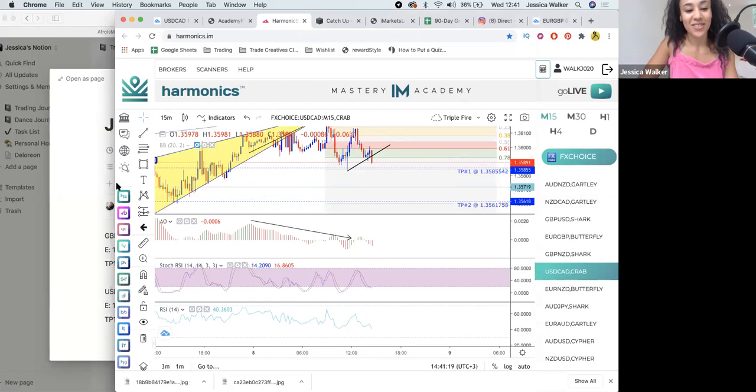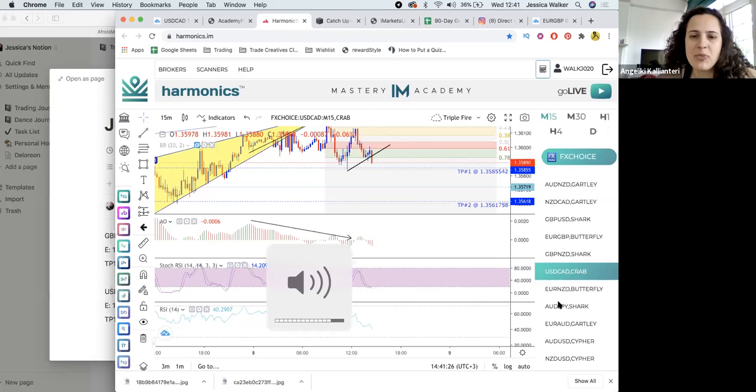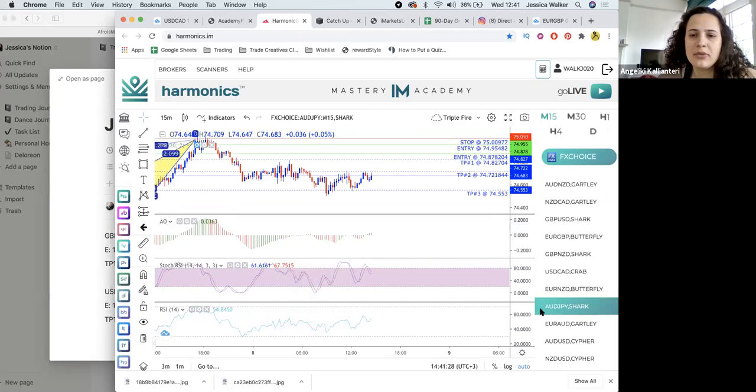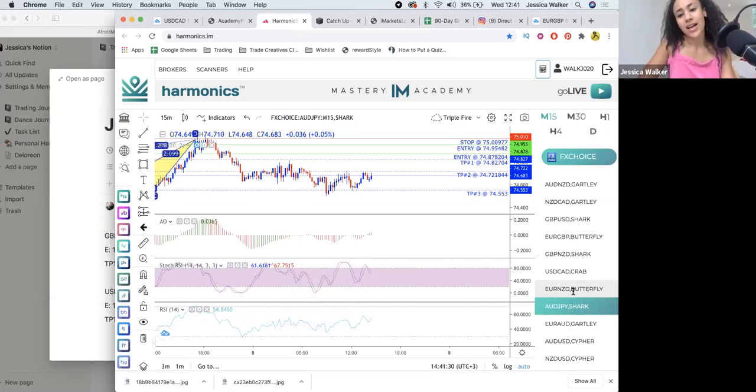It's not, you don't work. Group looking at ADJPY. Okay, let's go. Yeah, because everything else I've seen in Harmonics is kind of already halfway through. AUDJPY.